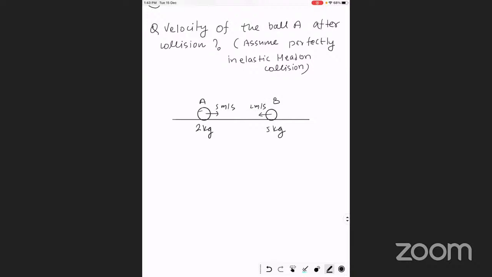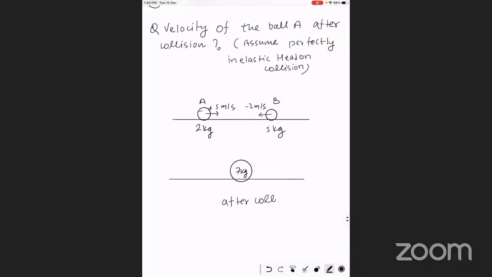2 meter per second. If I assume 5 as plus, I will assume 2 as minus. Could you understand that? Velocity is a vector quantity, okay? So velocity of ball A after collision with ball B. So after collision, they'll move as a single body, right? The mass will become 7 kg. Could you understand that? Yes, sir.